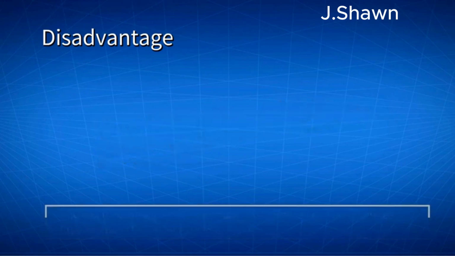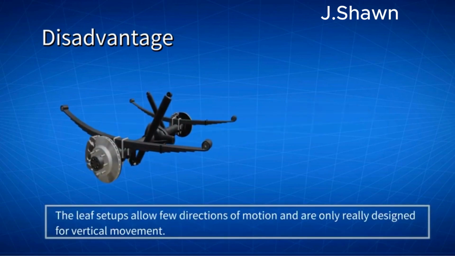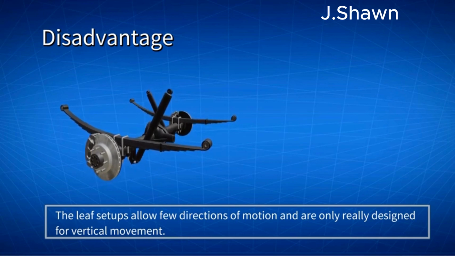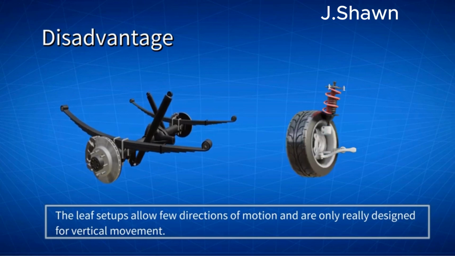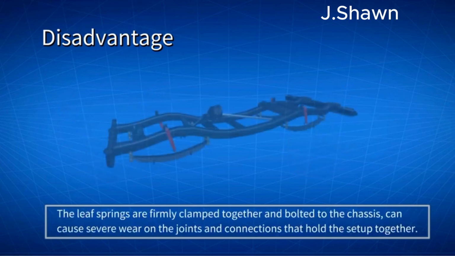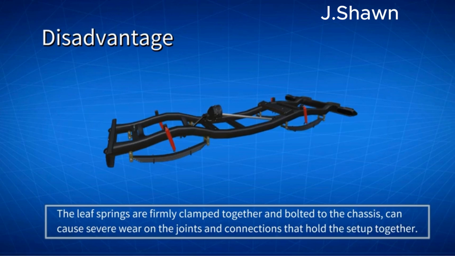The leaf setups also allow few directions of motion, and are only really designed for vertical movement, while the coil spring and damper combination can be manipulated over a wider range of motion. The leaf springs are firmly clamped together and bolted to the chassis, as there is almost no room for any other direction of movement. This can cause severe wear on the joints and connections that hold the setup together.